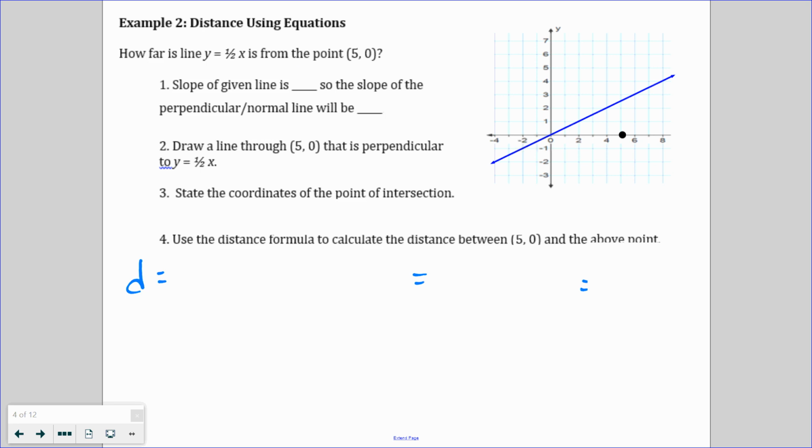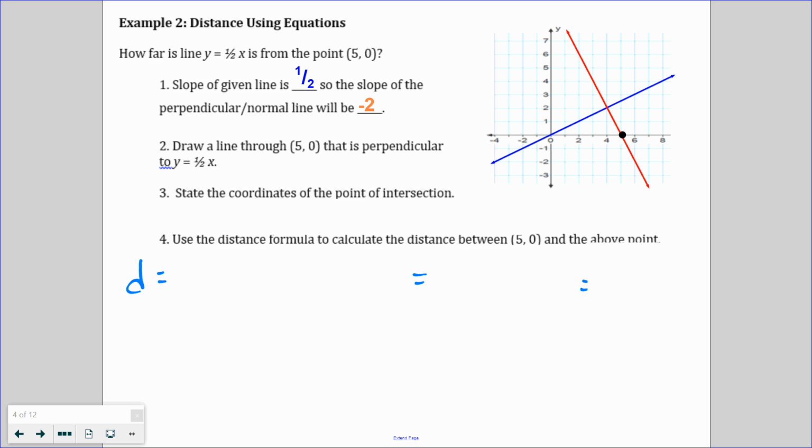The slope of the given line was up 1 over 2. That means the slope of my normal line, and normal means perpendicular, the slope of my normal line will be negative 2 over 1, or negative 2. So I'm going to go to the point (5, 0), and draw the line with a slope of negative 2 through that point.